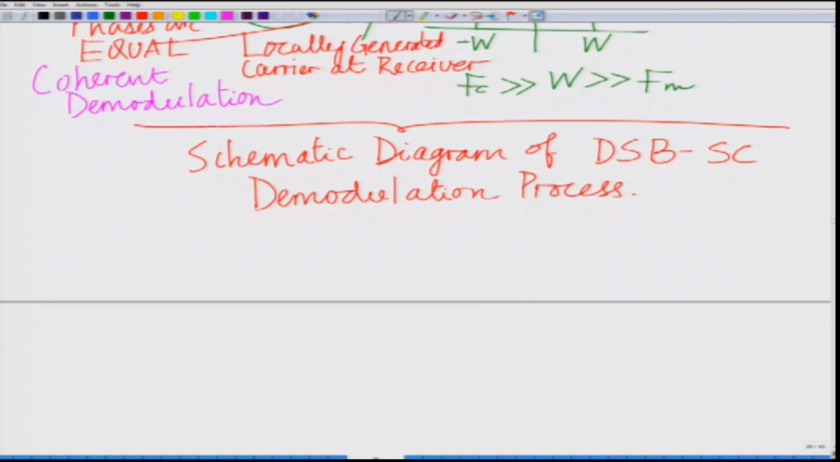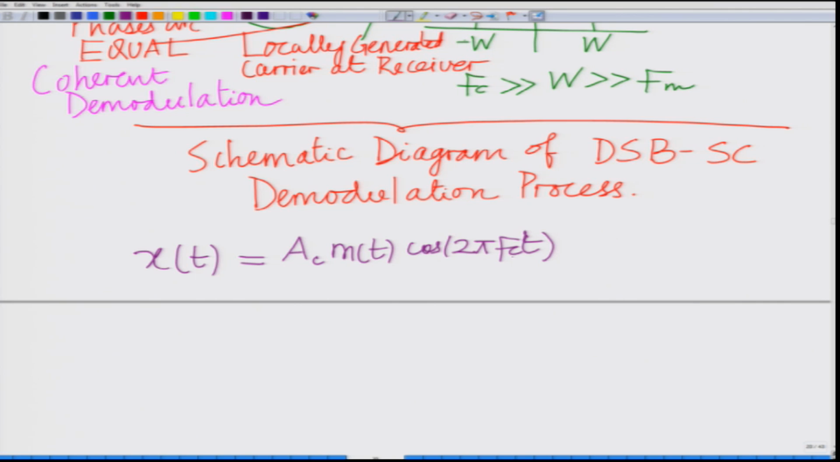So, what is coherent demodulation? We have the incoming message signal x(t) equals A_c m(t) cosine 2 pi f_c t. This is your incoming signal, or received signal.